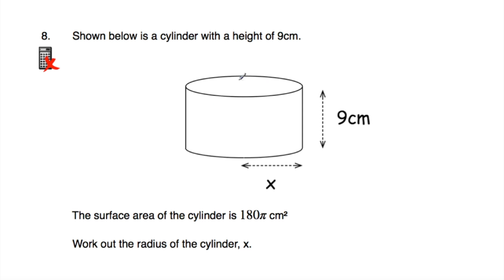Okay, so what I'm going to do here is find an expression for the surface area of the cylinder. So I'm going to find an expression for the area of the circle on the top, an expression for the area of the circle beneath, which will be the same as the top, and then an expression for the area of that curved face.